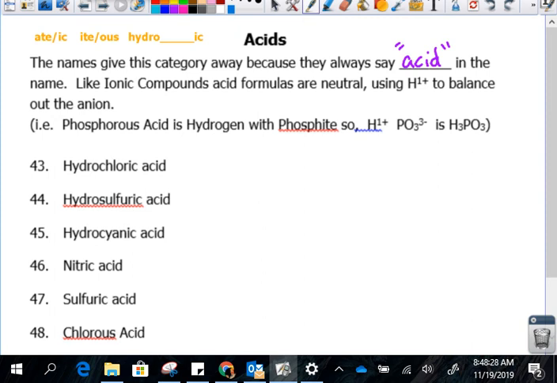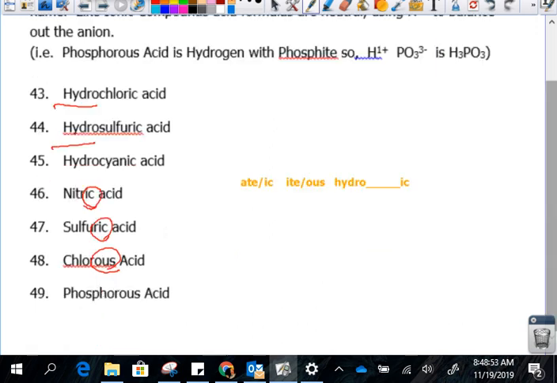And then the rule I taught you guys in class was this silly phrase: 8-ic, ite-us, hydro-blank-ic. So let's see if we can find an example of each one here. Here we have an ic, an us, and here we have the hydro and the hydro. So these three rules, are there more? Yes, of course there's more.